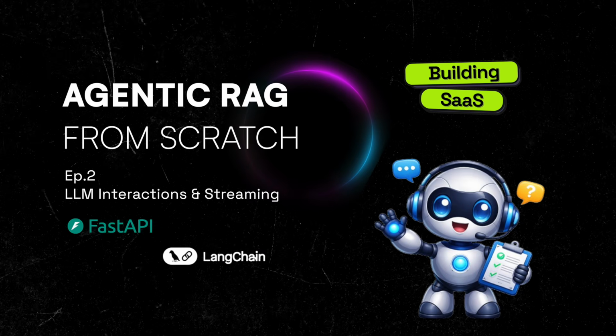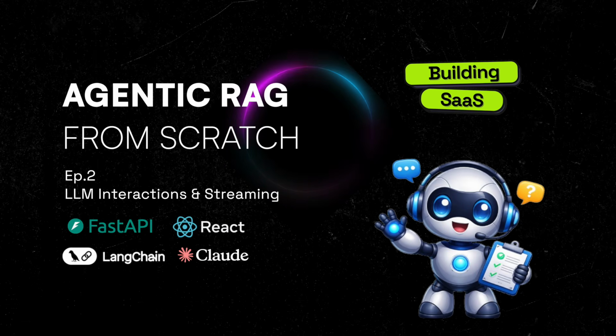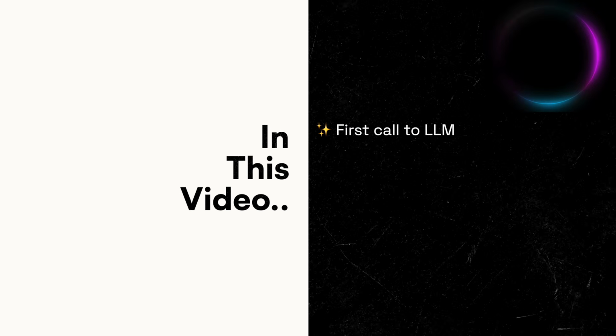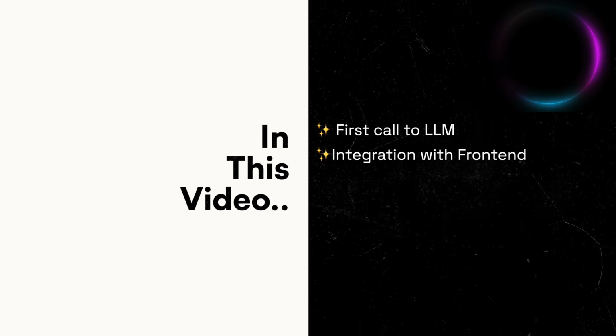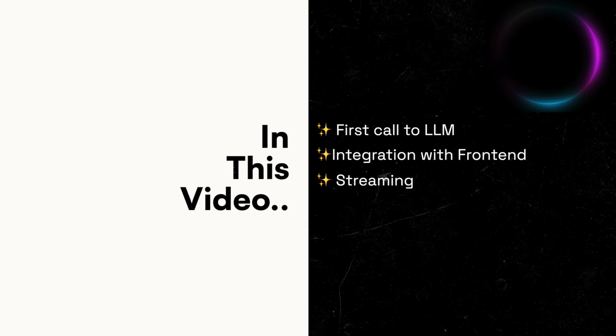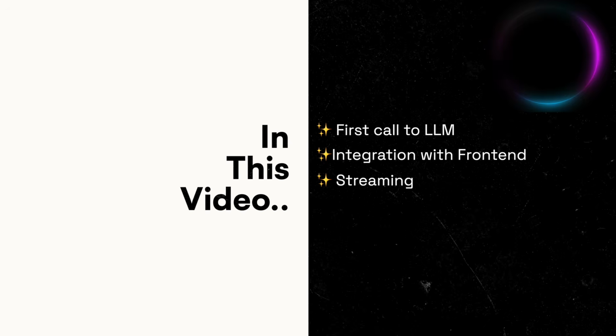In this series, we'll build a production grade AGENTIC RAG system step by step. This is episode 2. In this video, we'll make our first call to LLM, then integrate it with our React frontend. Then we will dive into streaming, enable our backend and frontend to support streaming. Once again, welcome to Building SaaS channel and let's get started.